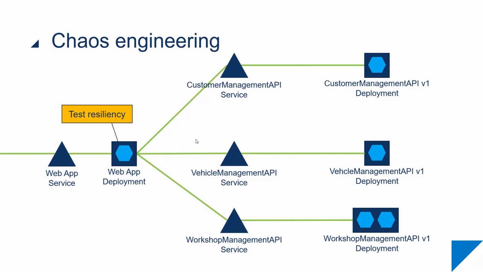So what I'm going to do is chaos engineering. I want to test the resiliency of this application. And I'm targeting the vehicle management API service. And what I want to do now is, everything is okay.